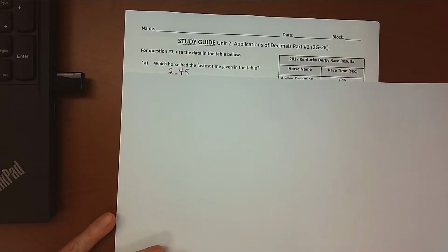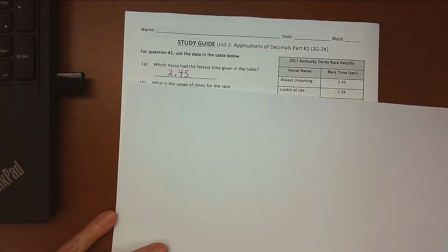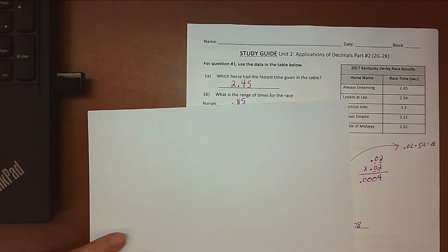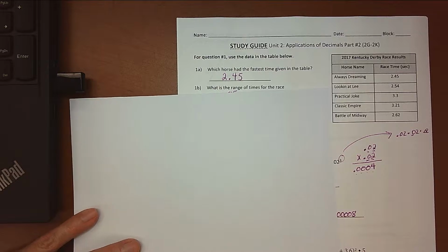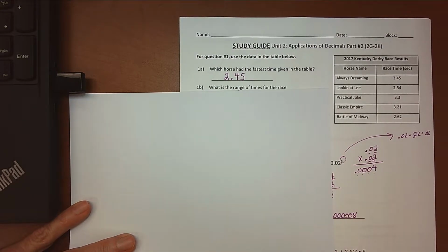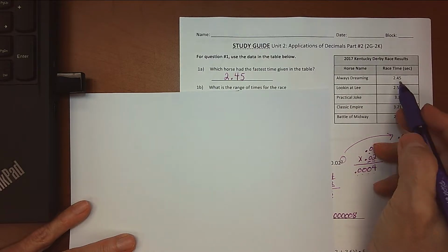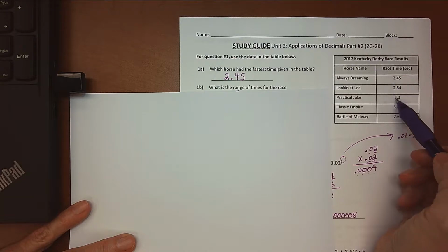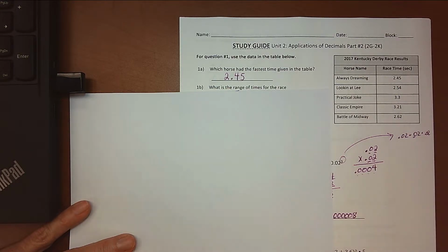So on my first problem here, I had to pick out the lowest number in my chart because I wanted the horse that had the fastest time. And so my lowest number, as I compared all those numbers, was 2 and 45/100. I knew that because it had a 2 in the ones place, so it made it smaller than these two. And then it had a 4 in the tens place, which made it smaller than these two, so that was the smallest number. Then I had to figure out my range.